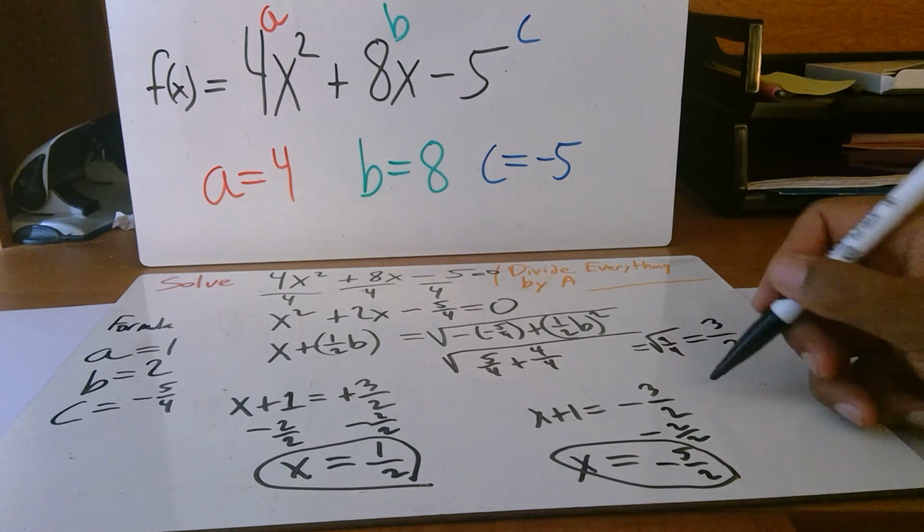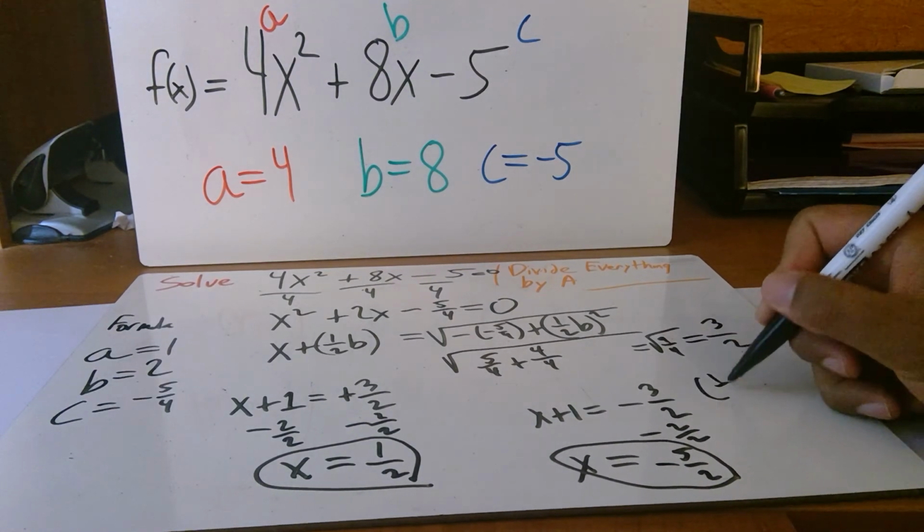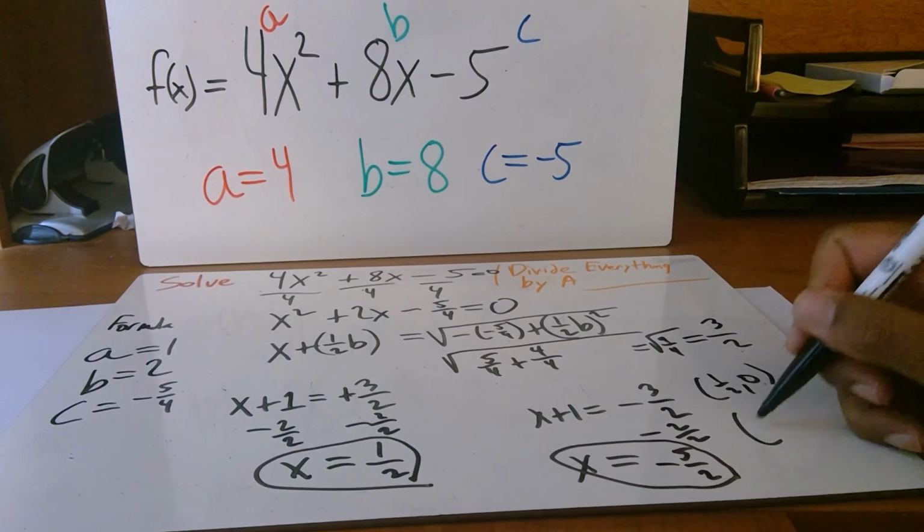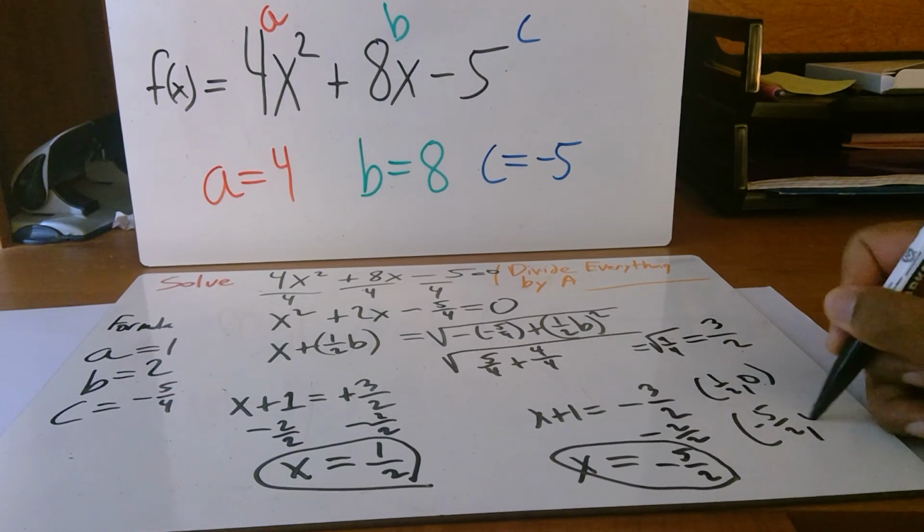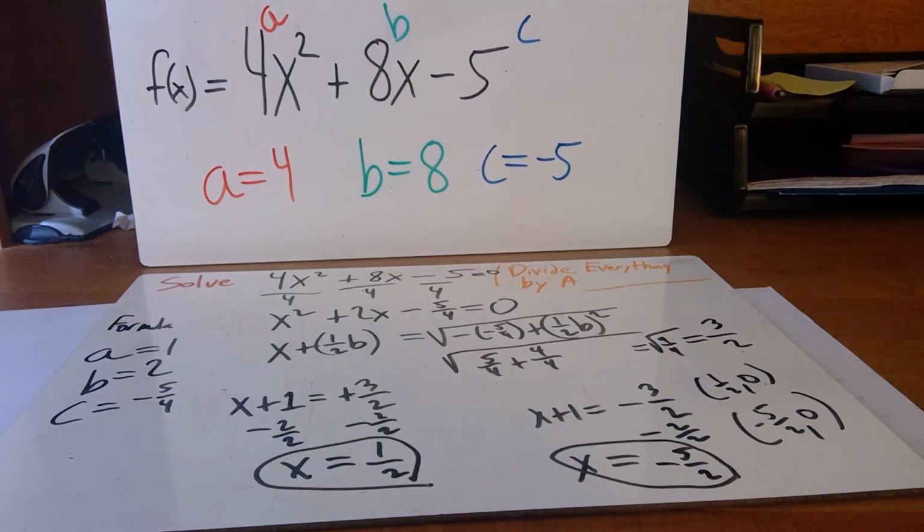There's my two roots. One of them is 1/2. The other one is -5/2. And with a little practice, you'll be doing it under 30 seconds.